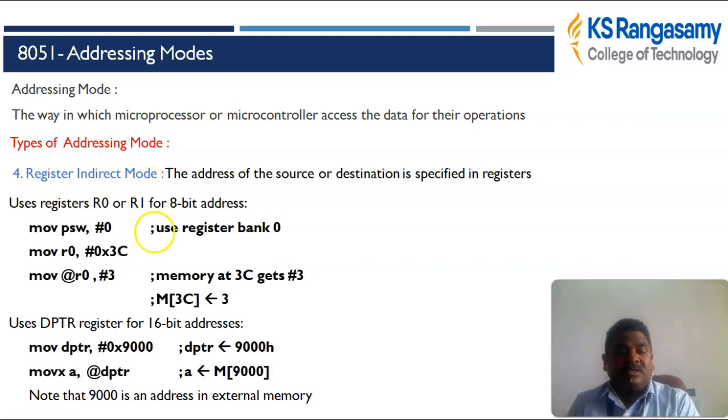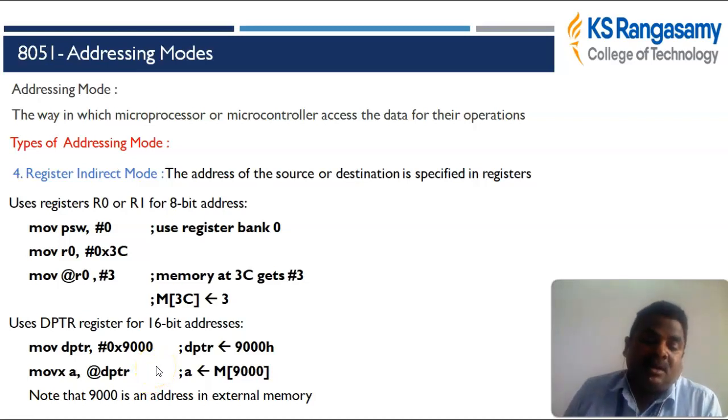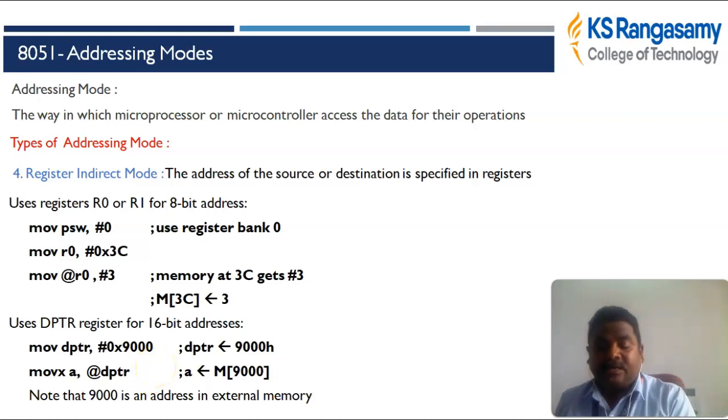Well, usually it uses the registers R0 and R1, and it uses the data pointer also, for a 16-bit address. See, for an 8-bit address it uses R0, R1. 16-bit means it uses the data pointer. So this is the example instructions for register indirect addressing mode using the data pointer.